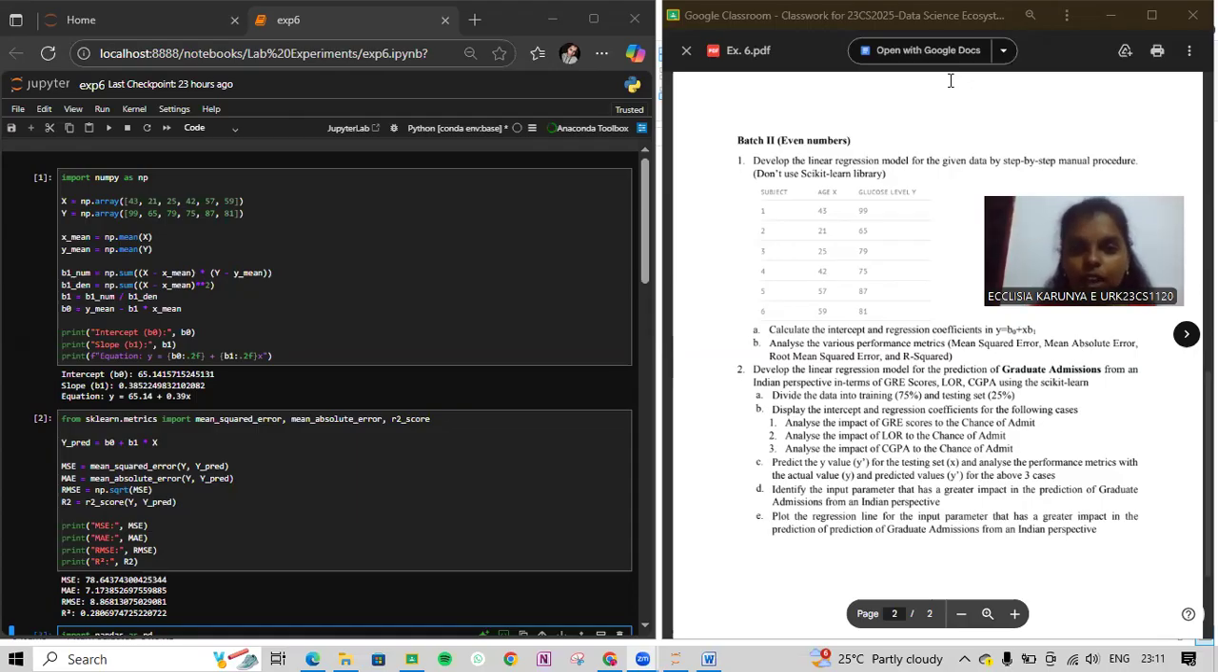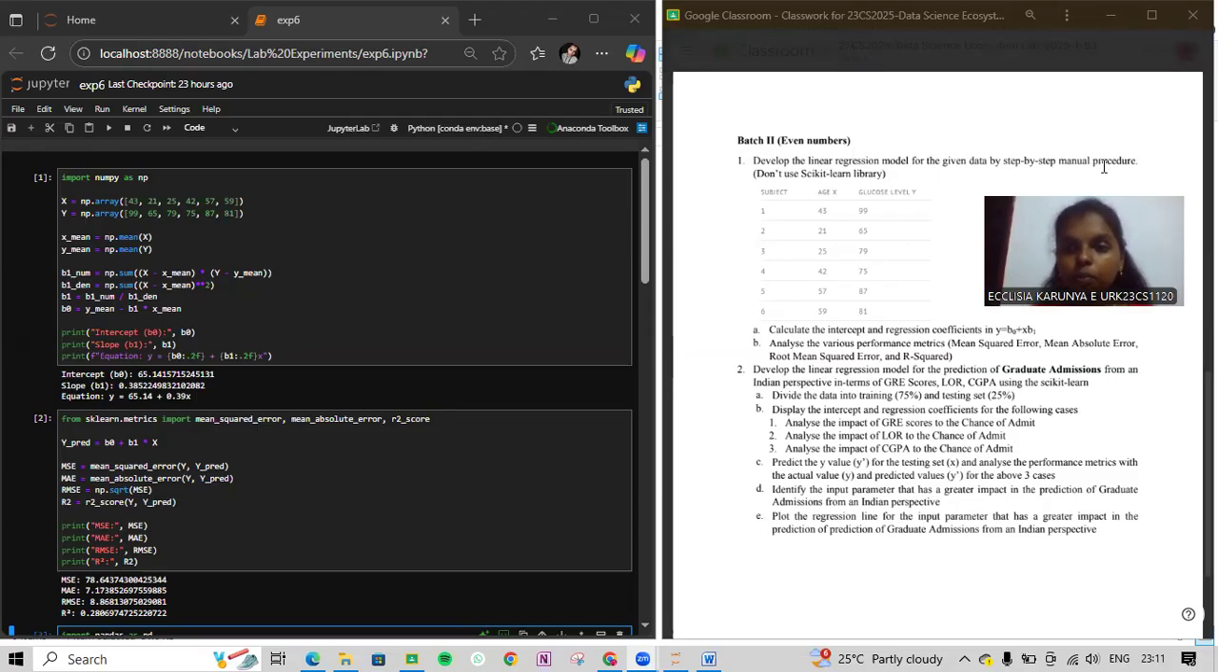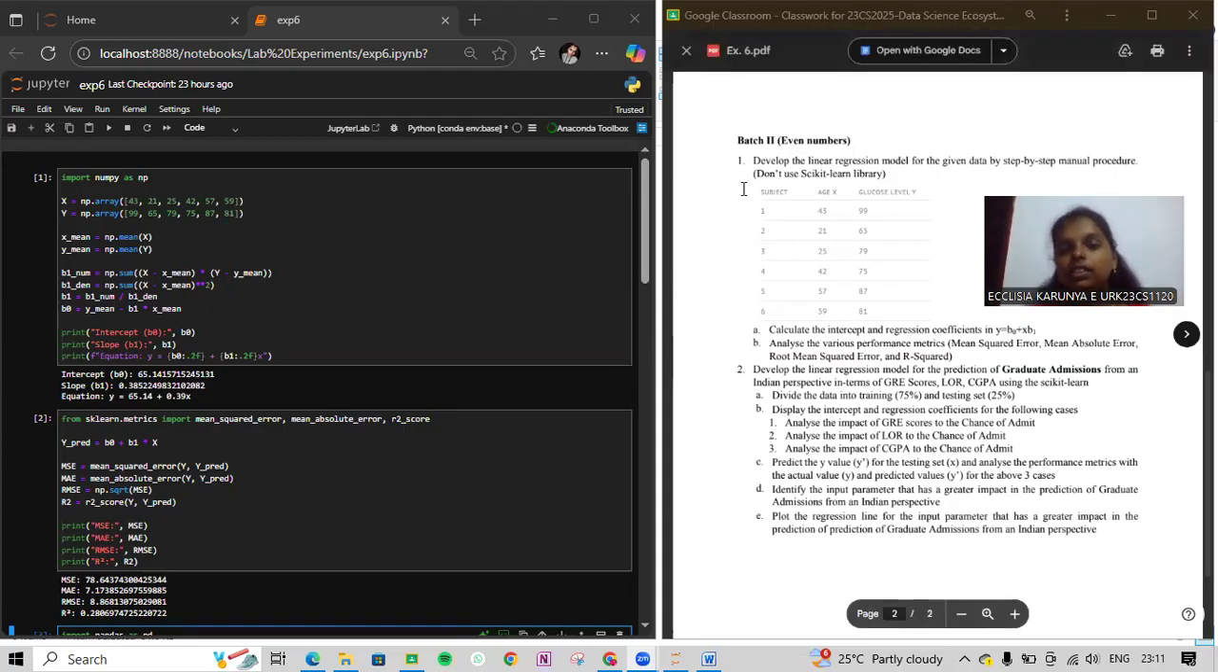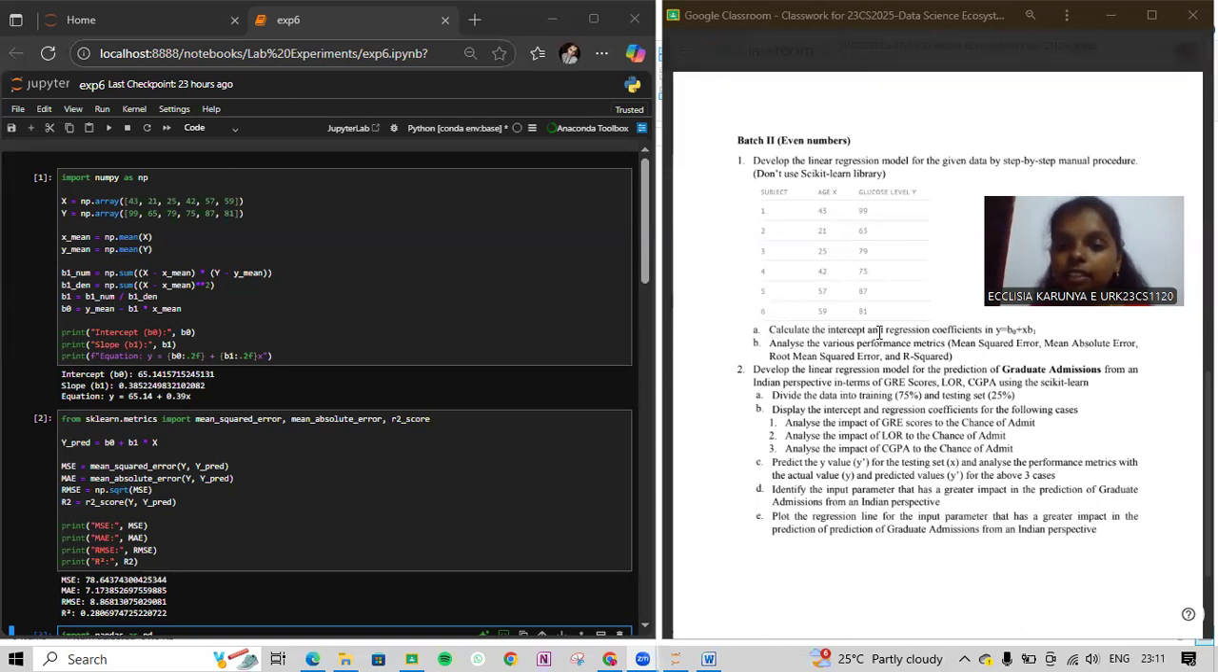URK23CS1120. Today we are going to see the experiment 6, which is performance analysis on regression techniques. The first question is to develop the linear regression model for the given data by step-by-step manual procedure. Here's the given data for the first question. Let's move on to the problem. First, calculate the intercept and regression coefficient in y equal to b naught plus x of b1.